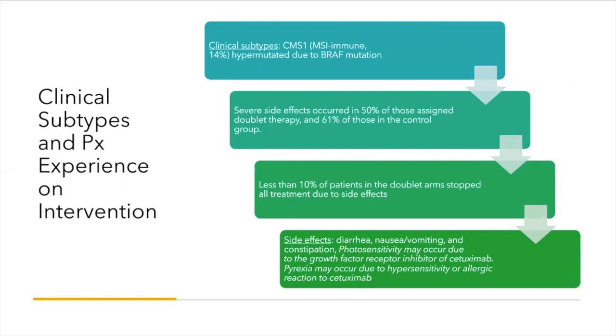Clinical subtypes and patient experience on intervention. Clinical subtypes for this colorectal cancer is CMS1, being an MSI immune 14% disease, hypermutated due to the BRAF mutation. The prognosis is that two therapies, a doublet, had significantly improved overall survival and tumor response rates relative to those who received the standard treatment. The drug combo being encorafenib, being Braftovi, and cetuximab, being Erbitux.